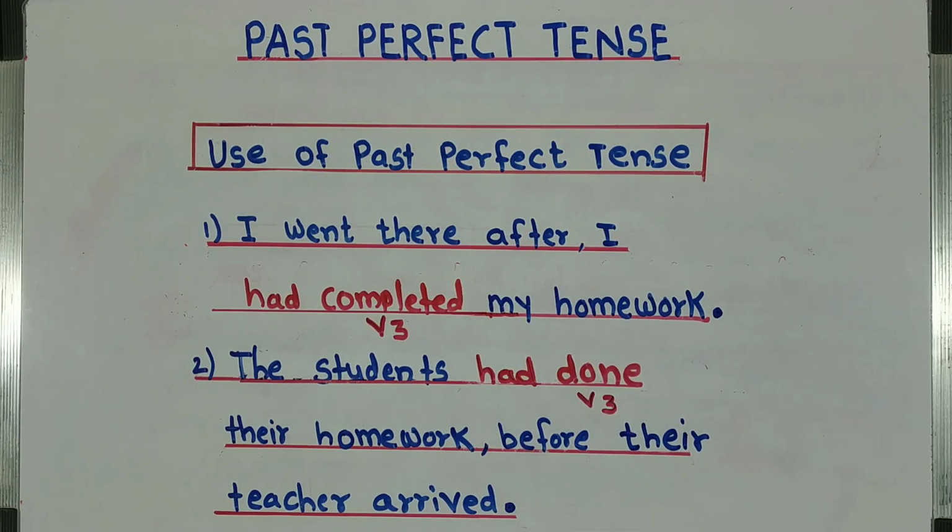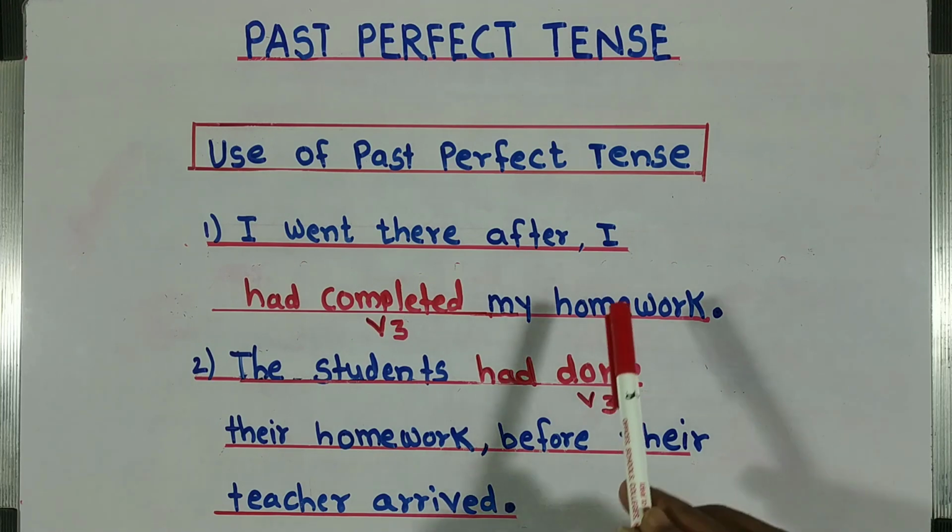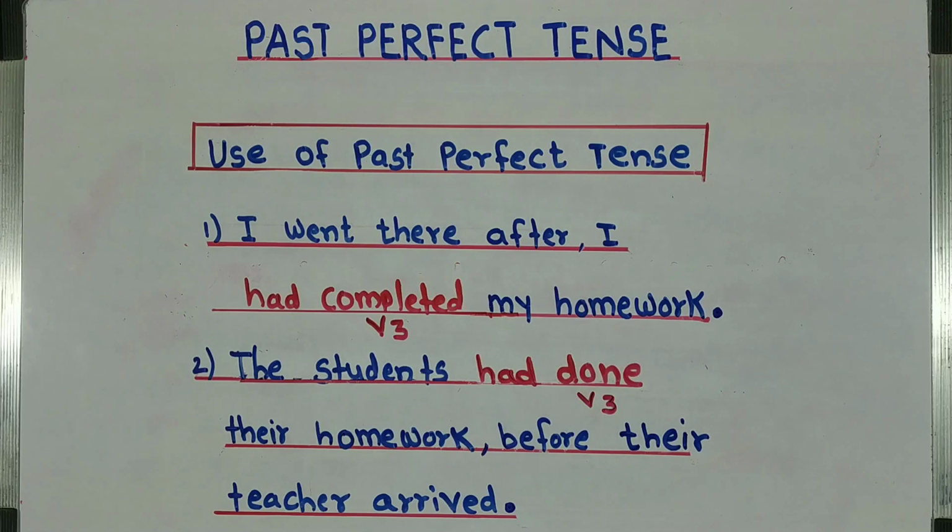Okay friends, let's understand the use of past perfect tense with the help of the examples that I have taken on the board. First example, I went there after I had completed my homework. Here there are two actions that are being described in the sentence. The first action is I had completed my homework, and the action that happened after this action is I went there. Next example, the students had done their homework before their teacher arrived. In this example also we can see two actions. The first action that took place is the students had done their homework, and after this action one more action has happened, that is their teacher arrived. In this way we can use past perfect tense to describe the action that has happened earlier, and we can use simple past tense to describe the action that has happened later.